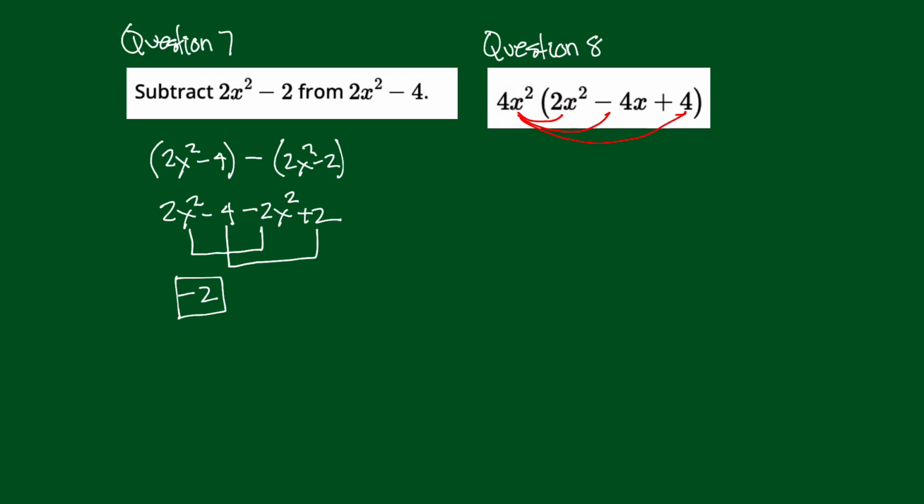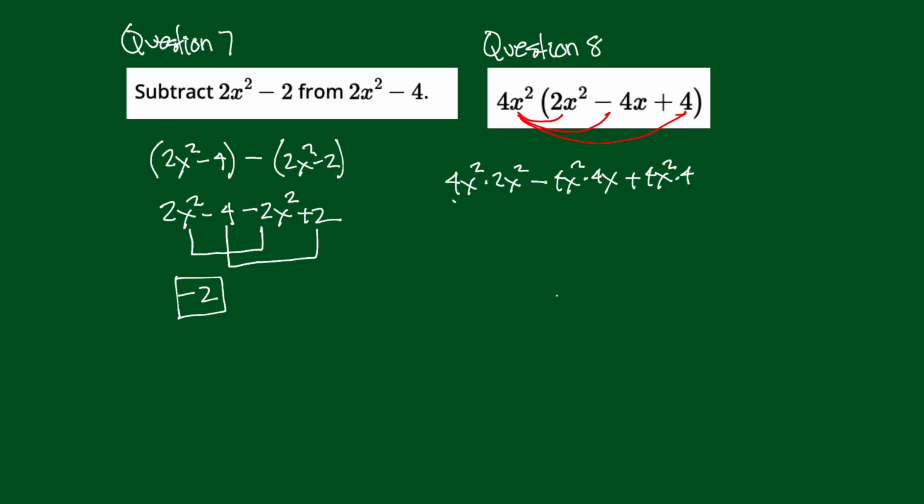I'm going to write this all the way out so you can see exactly what's happening. Here's a step that you could probably skip and do in your head, but I'll write it out. I'm going to take the 4x squared and multiply it by the 2x squared. Then I've got a minus sign. I'll take the 4x squared and multiply it by 4x. Then I've got a plus sign. I'll take the 4x squared and multiply it by 4.